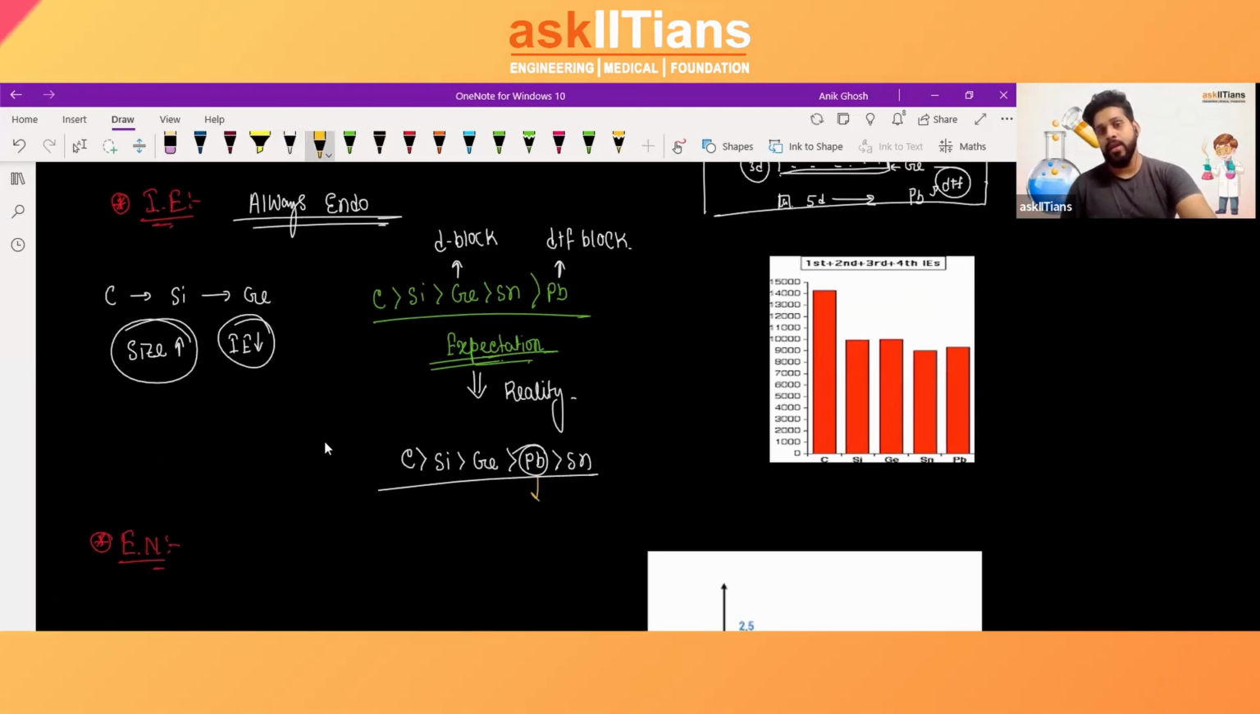And if I ask you why, it is because of d plus f contraction. Guys, d plus f contraction means because of d and f block elements, the nuclear charge on those elements like lead is very high. As a result, size is lower than you expected. As a result, guys, ionization energy is found to be very high. That is why we see this thing happening.